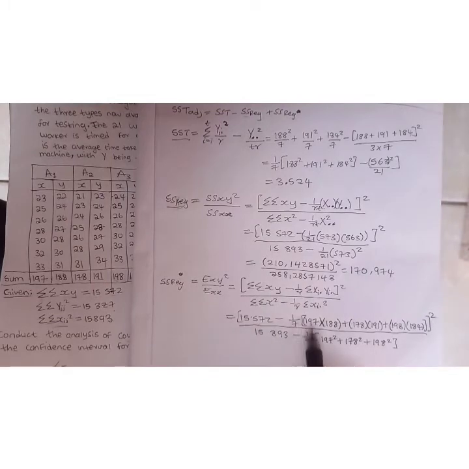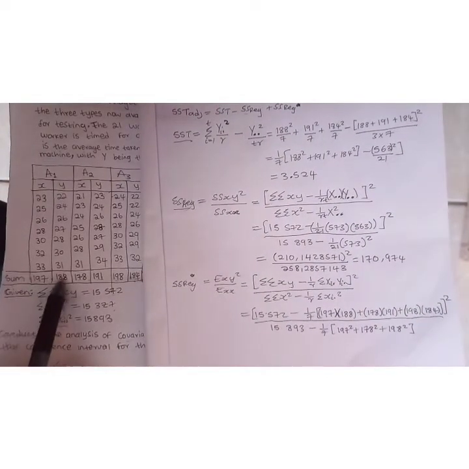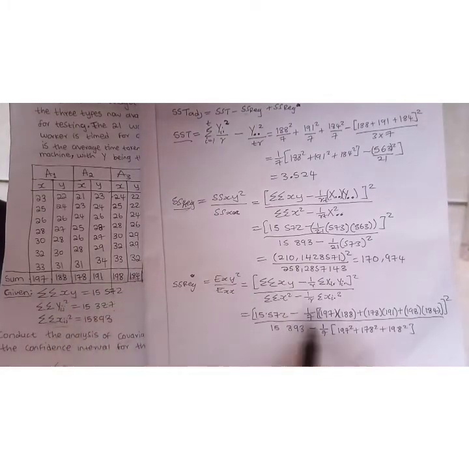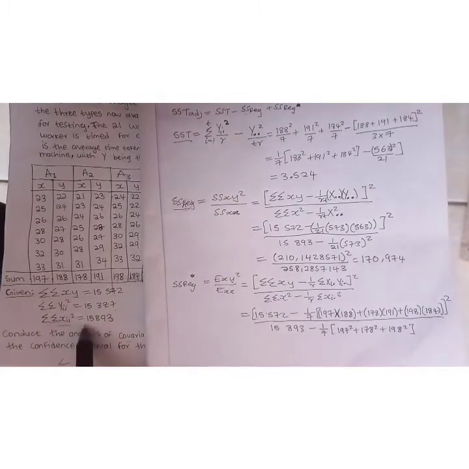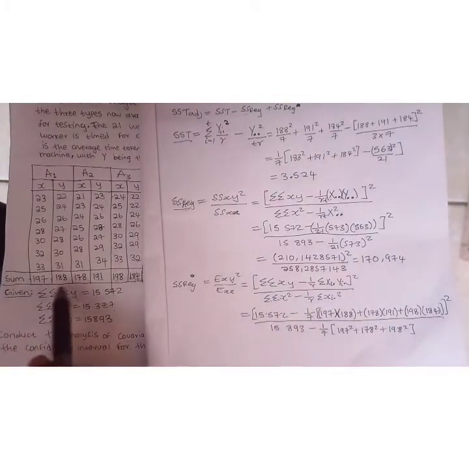You can see, so 1 over 7, then this part here, it's 197 times 188 plus 178 times 191 plus 198 times 184. As you can see here, this times this plus this times this plus this times this. So divide by the denominator part, this value you have it, which is this here. Then you can see minus 1 over 7. So we take each sum of x by treatment to square. So 197 square plus 170 square plus 188 square.